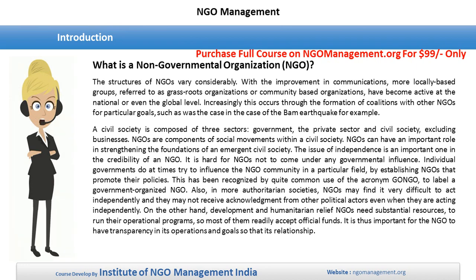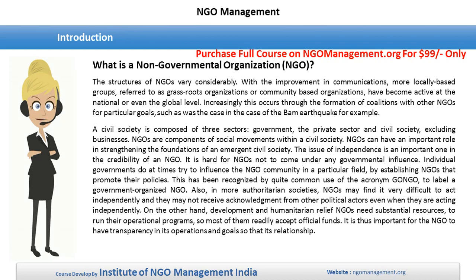A society is composed of three sectors: government, the private sector, and civil society, excluding businesses. NGOs are components of social movements within a civil society. NGOs can have an important role in strengthening the foundations of an emergent civil society. The issue of independence is an important one in the credibility of an NGO.